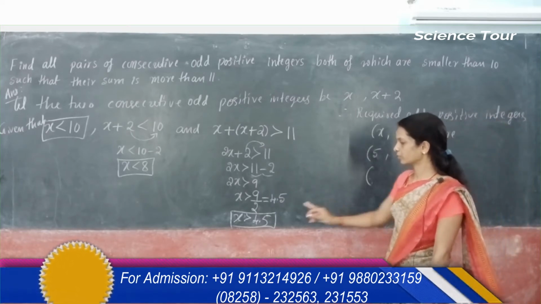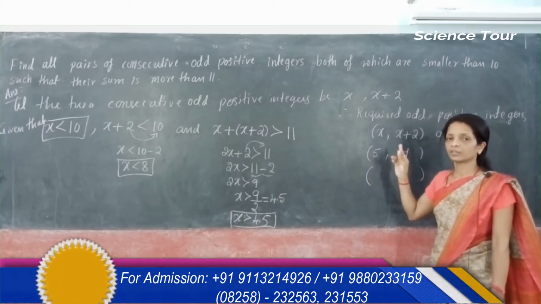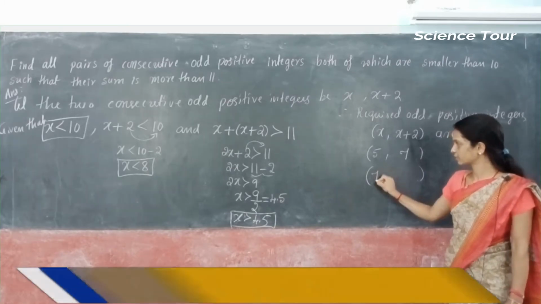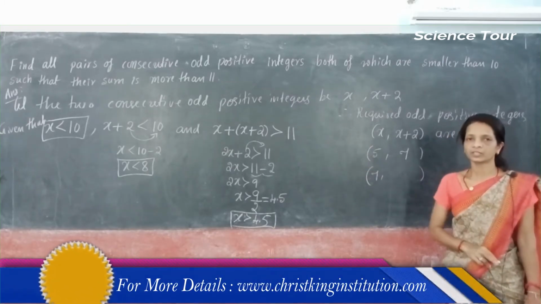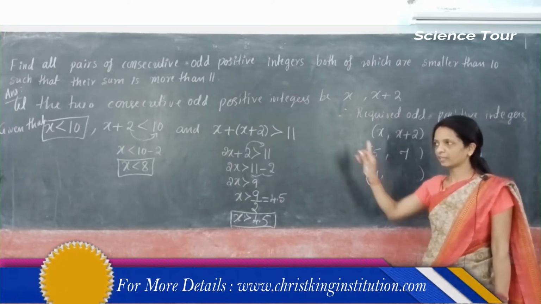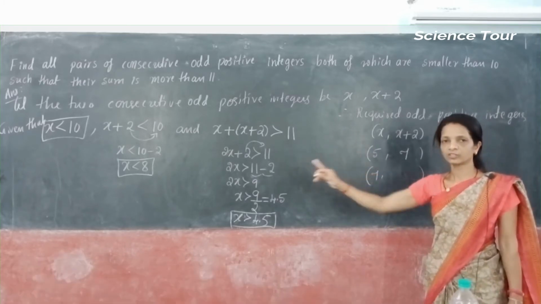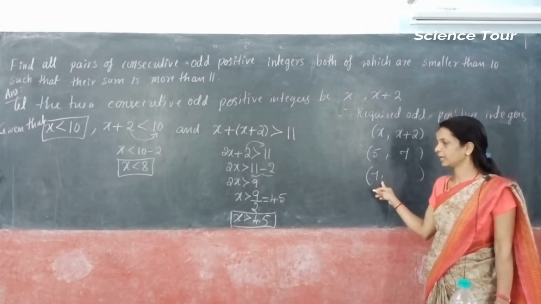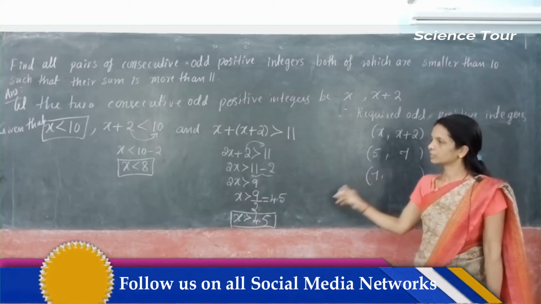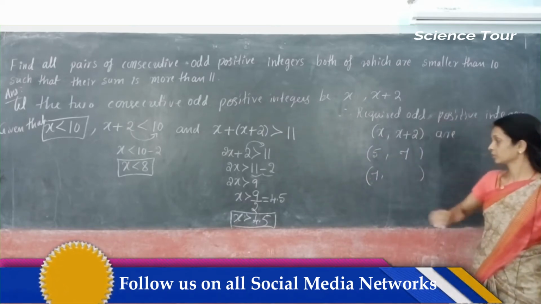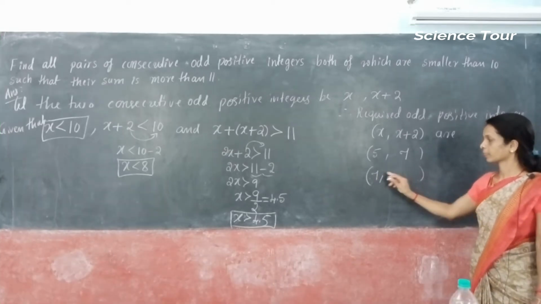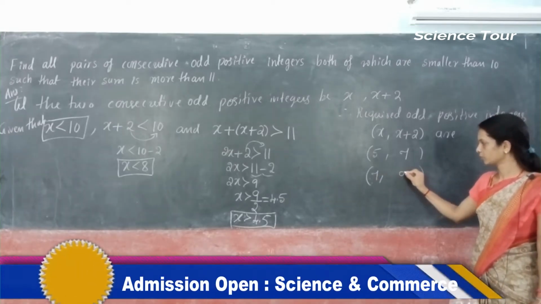And next after 5, the next odd positive integer is 7, right? So if you take x as 7, whether that satisfies all three inequalities. See, if you take this as x, this is less than 10, first condition. Second condition, that should be less than 8, it is less than 8, and this is already greater than 4.5. Okay, so this satisfies all three inequalities. So if you take x as 7, then x plus 2 is 7 plus 2, that is 9.